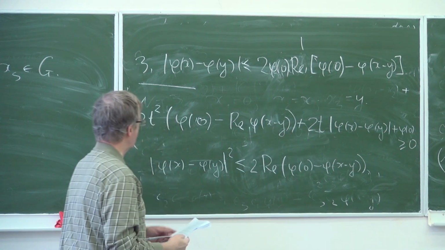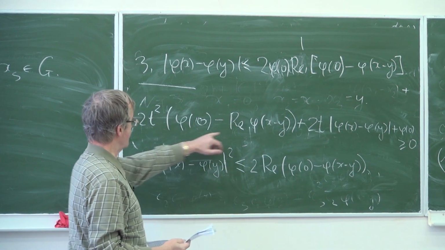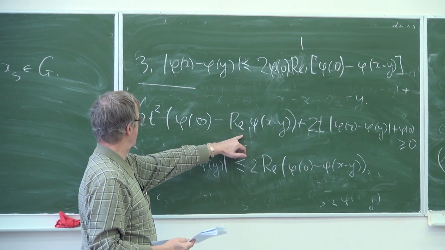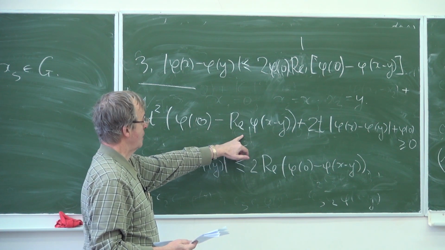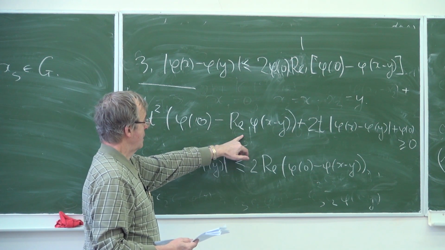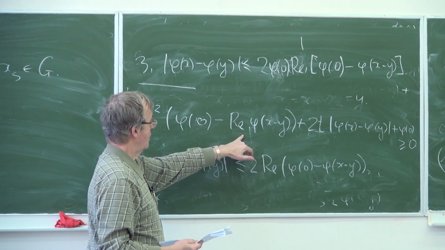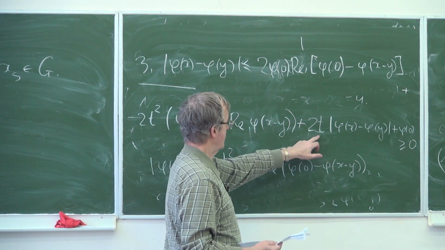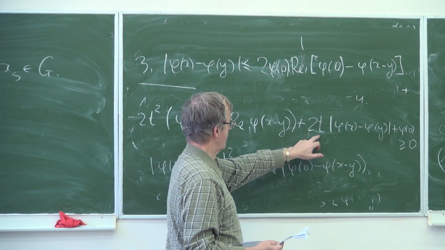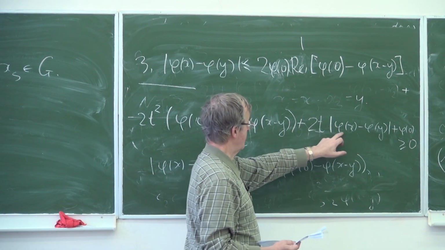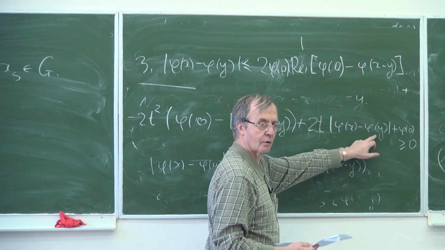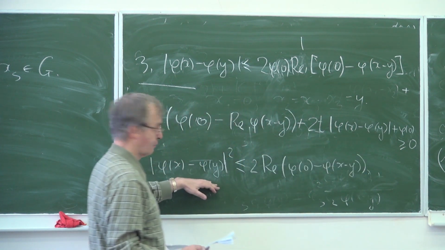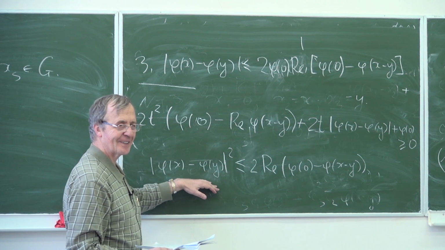Well, the only tiny question is what happens when this coefficient is 0. Then this is not a quadratic polynomial, but a linear function, and it can be non-negative only if this difference is 0, and then there is nothing to prove here. Okay.